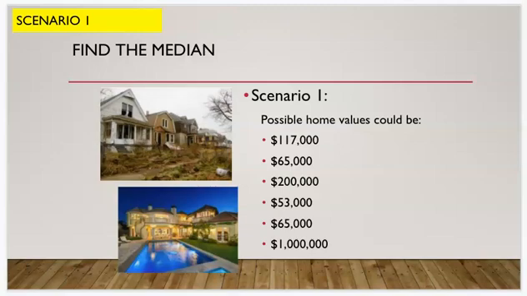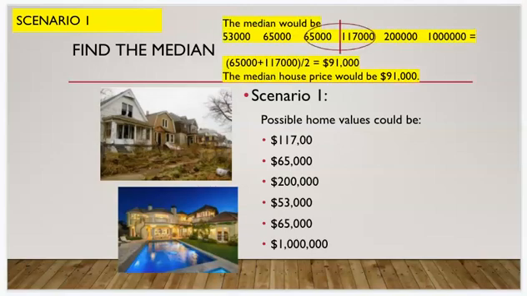What is the median of that data set? Well, if we line up those housing prices from least to greatest and we find the one in the middle, notice there's an even number of data points, so I have to find the middle of those 2. So I have to add $65,000 plus $117,000 and divide by 2. So that would be $91,000. The median house price would be $91,000.